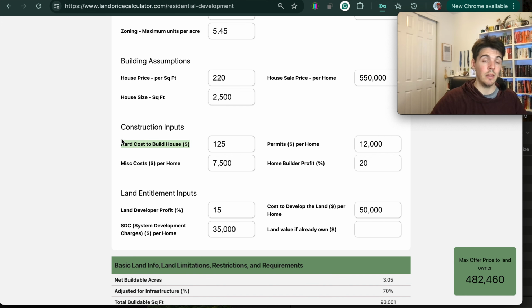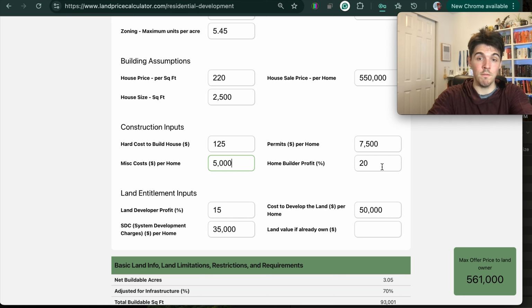For the hard costs, either you've done construction yourself and you have a number like this, or it means you go call some general contractors and get that number from them. Find out how much permits per home cost. Permits are about $7,500 a house. Miscellaneous cost is about $5,000.